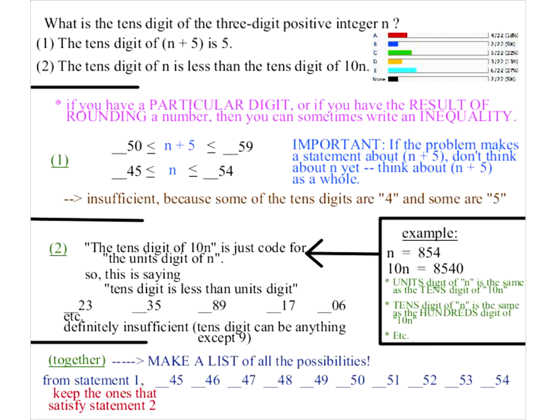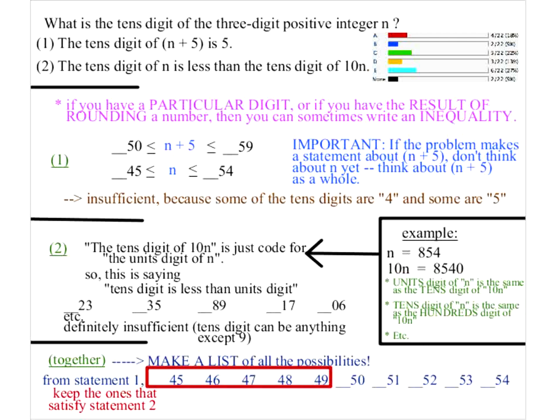So the only ones that have the tens digit less than the units digit are these. So the question is, what is the tens digit? You can't find out what the number is, but if you look at the tens digits, they're all the same. All of the tens digits are 4s. So this is going to be sufficient.